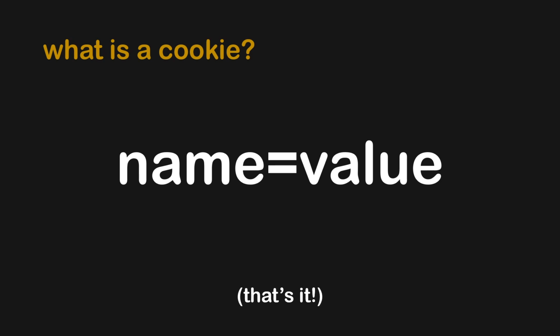So what is a cookie? A cookie is just a name-value pair. That's it, nothing more. Keep in mind that the web is built on top of HTTP protocol, which is a stateless protocol. What that means is that every single request sent to the server is completely disassociated from previous requests. The server doesn't know anything about those prior ones.